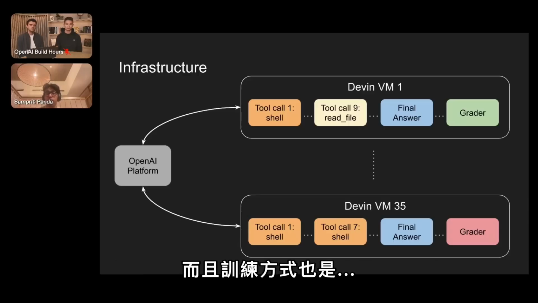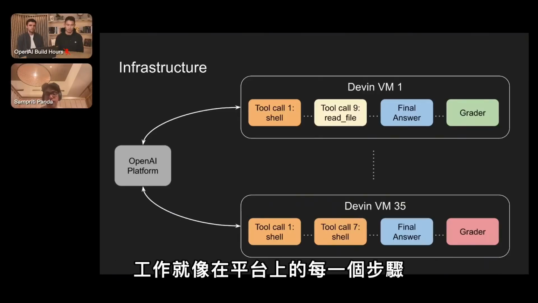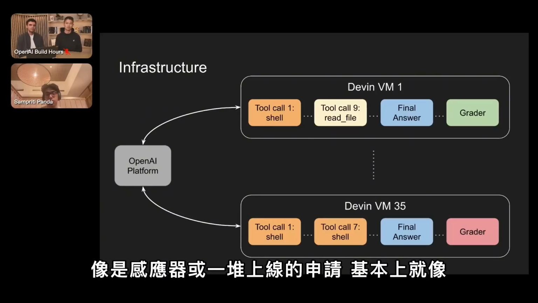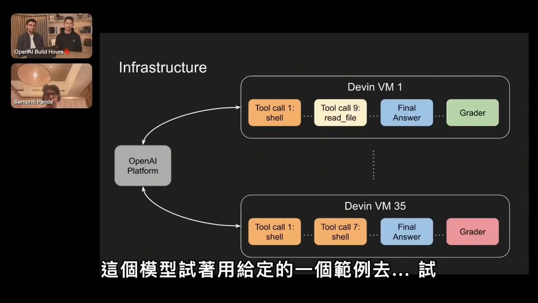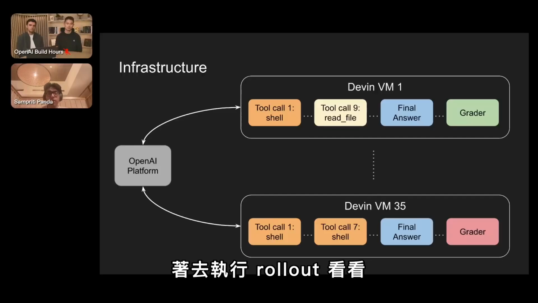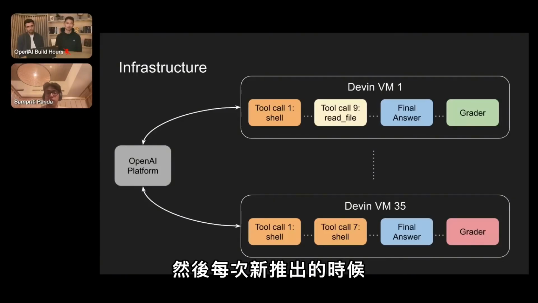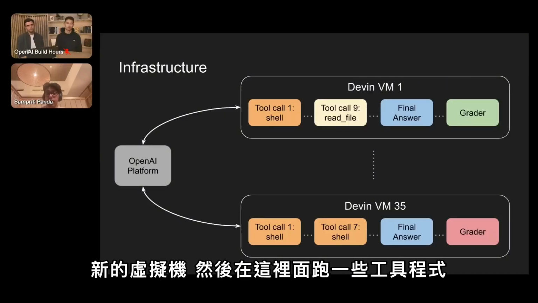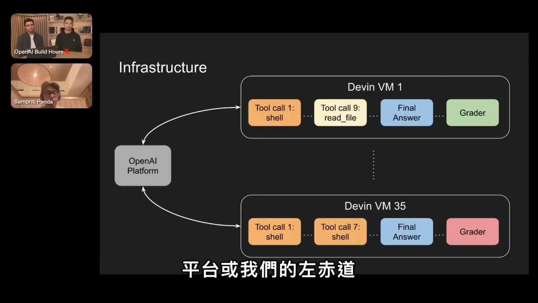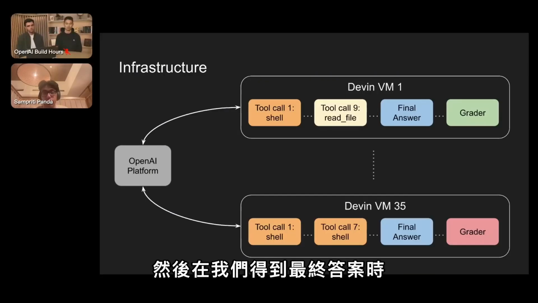For the infrastructure, as we mentioned earlier, we run both the tool calls as a remote endpoint as well as the grader. The way the training works is every step the platform sends us a bunch of rollout requests. Basically the model tries, given a certain sample, and does the rollout, and there are around 32 copies for each. For each rollout, we spin up a new VM and run the tool calls in this VM, and then the results are given back to the platform or the RFT grader.